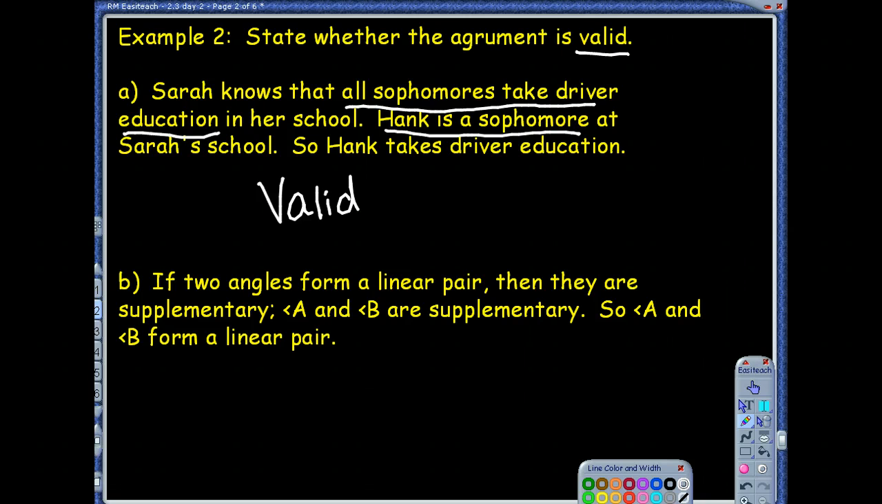We know that a linear pair does mean supplementary. So that is a true statement. Okay, so this part right here is true. Yes.